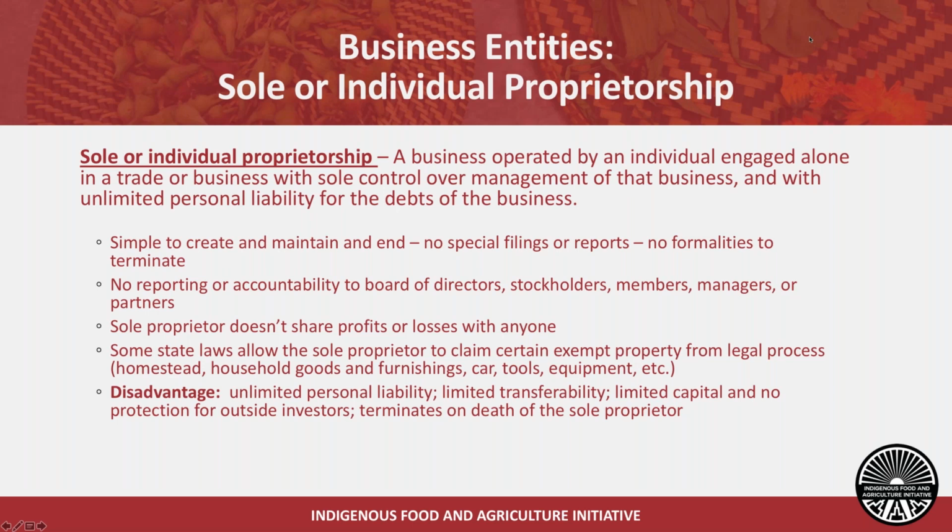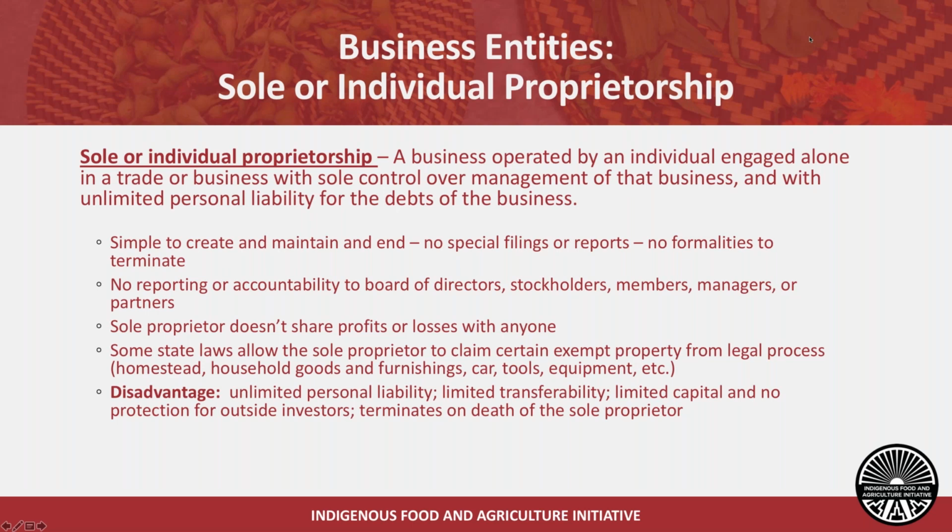But the thing that comes with that is you don't have to share the profits or losses with anyone, but the risk that comes with all that control is that you are individually liable. If something was to go wrong with your business and your business was legally responsible, there is no separation, there's no veil between your personal assets and those business assets because this is 100% you. Some state and tribal laws allow for the sole proprietor to claim exempt certain property from the legal process, like the homesteads, household goods and furnishings, cars, tools, equipment.